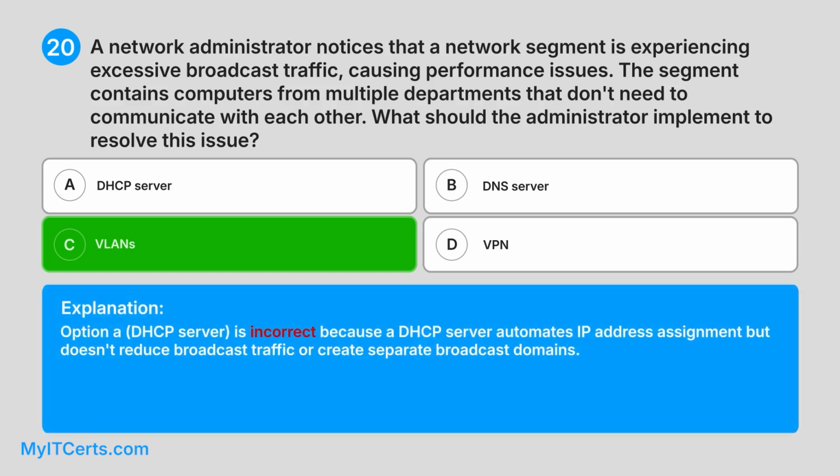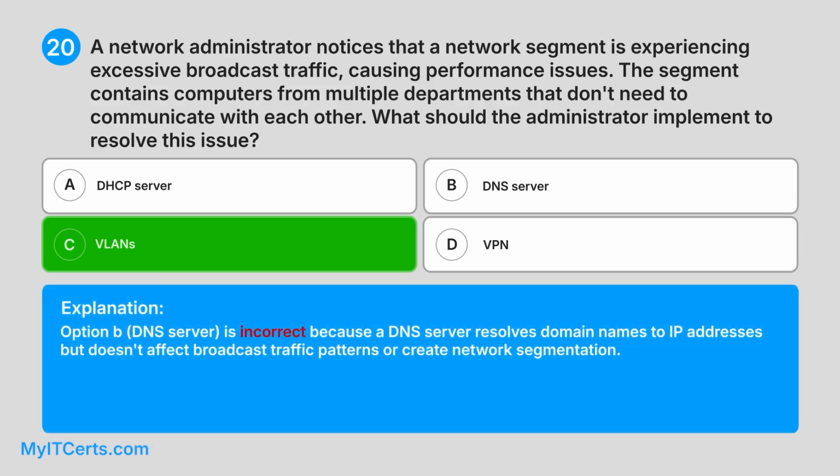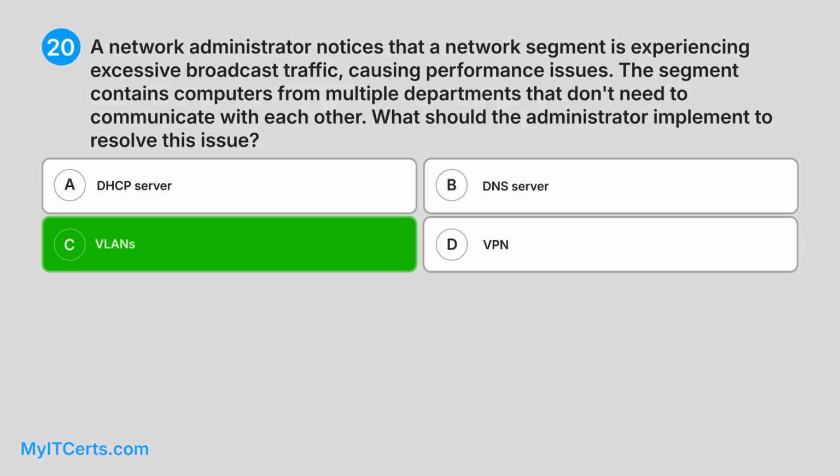Option A, DHCP server, is incorrect because a DHCP server automates IP address assignment, but doesn't reduce broadcast traffic or create separate broadcast domains. Option B, DNS server, is incorrect because a DNS server resolves domain names to IP addresses, but doesn't affect broadcast traffic patterns or create network segmentation.